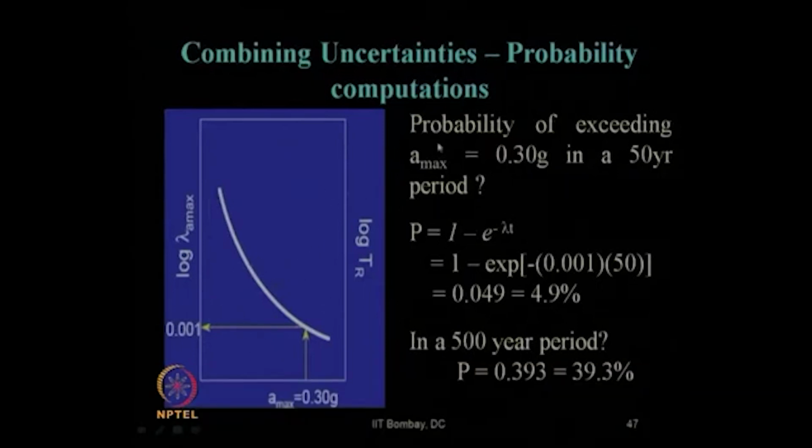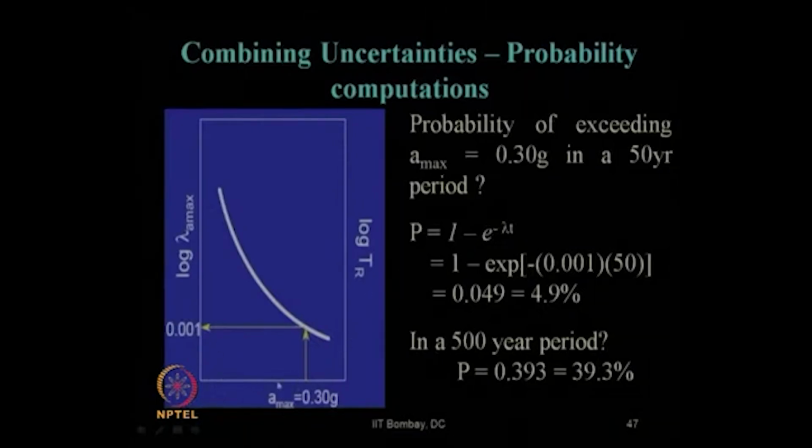Say we want to know the probability of exceeding a max value of 0.3 g in a 50-year period from a given probabilistic seismic hazard curve. Suppose we have derived this seismic hazard curve for a region. Now, how do we use it for our design? What is the use of that result? That result is used in this fashion. We want to know the probability of exceeding a max value of 0.3 g.